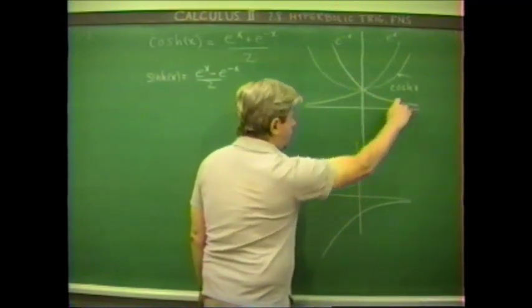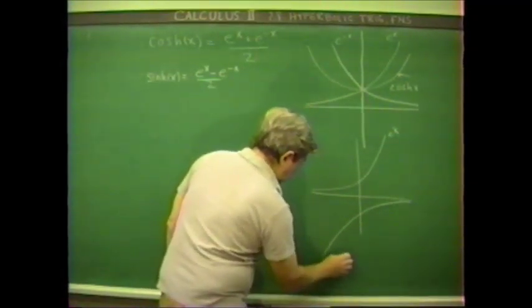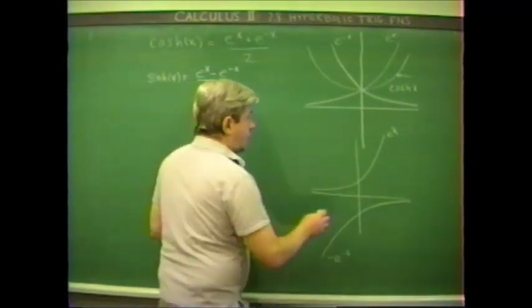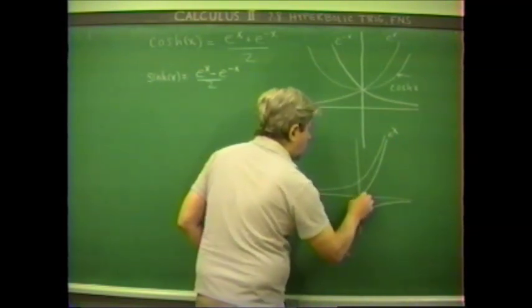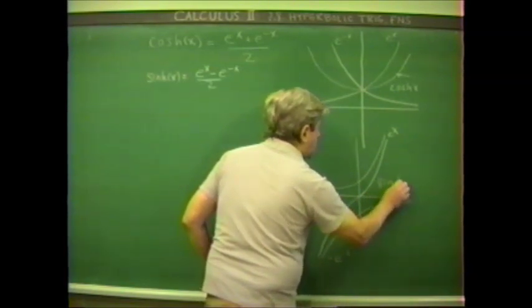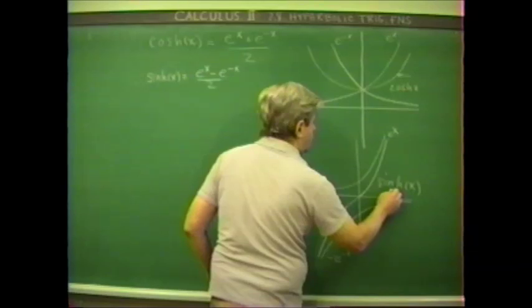Here's e to the minus x, and the negative of it's going to look like this. So this is minus e to the minus x. Then the hyperbolic sine function is the average of these two, and so consequently it looks like this. It's sometimes pronounced sinh of x.